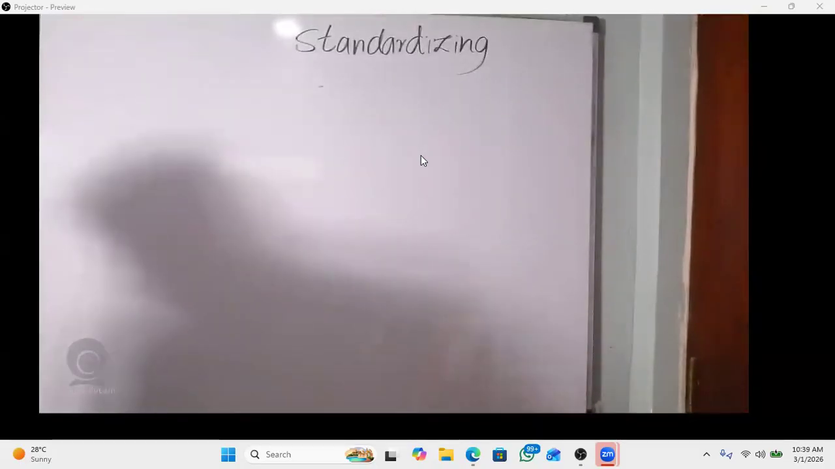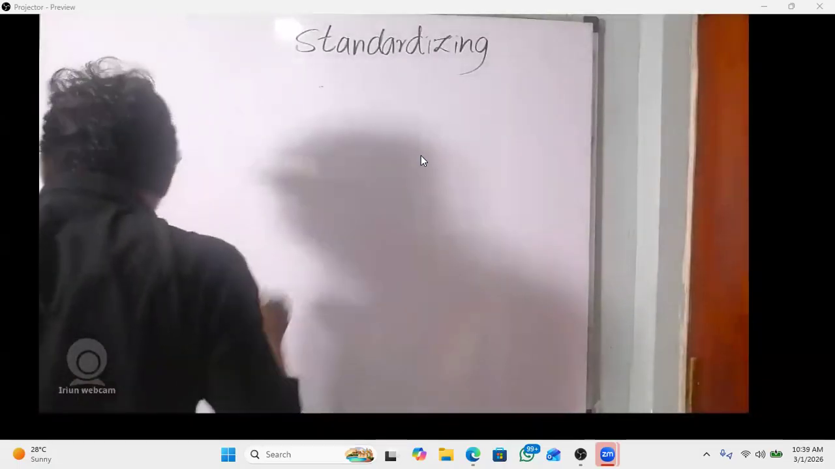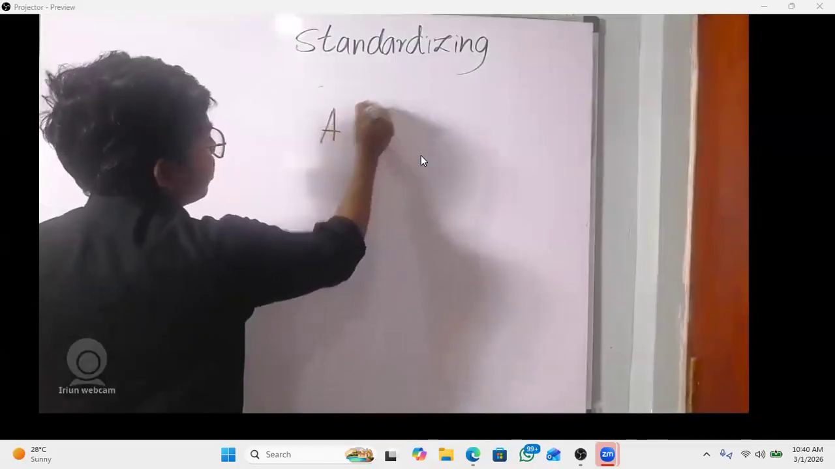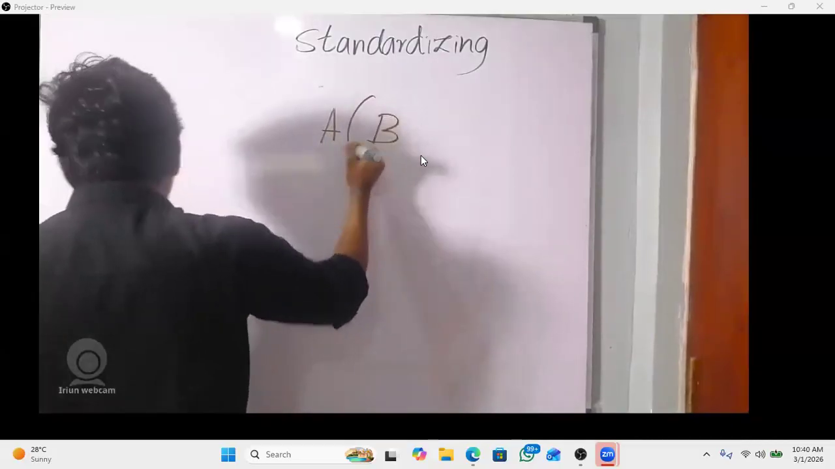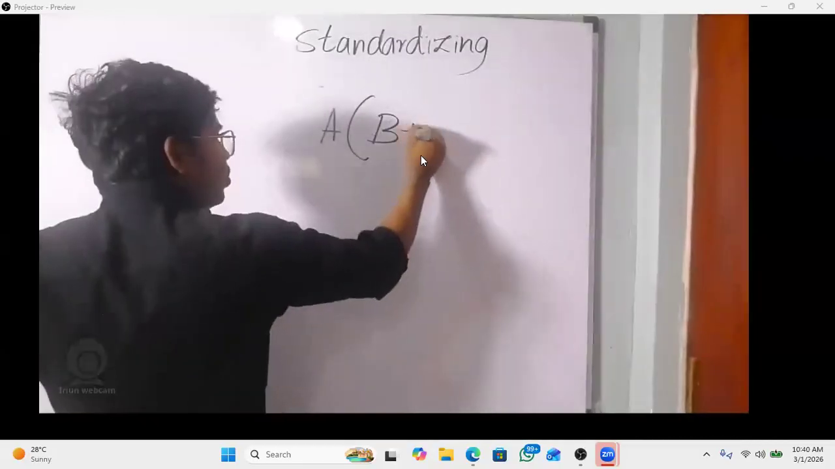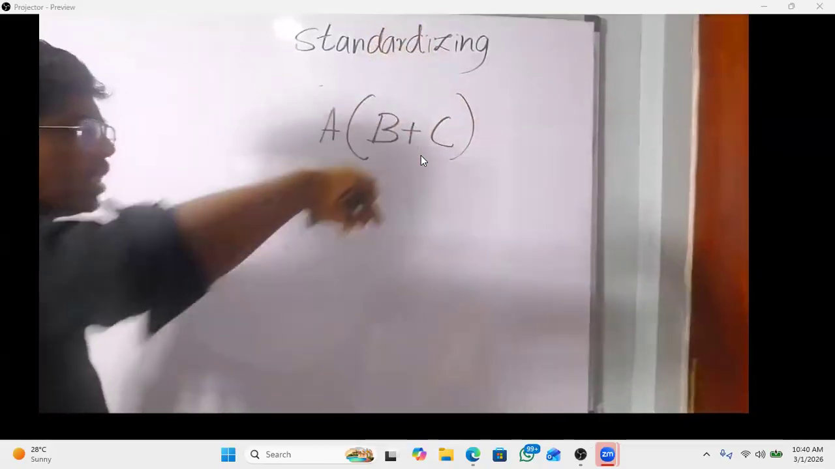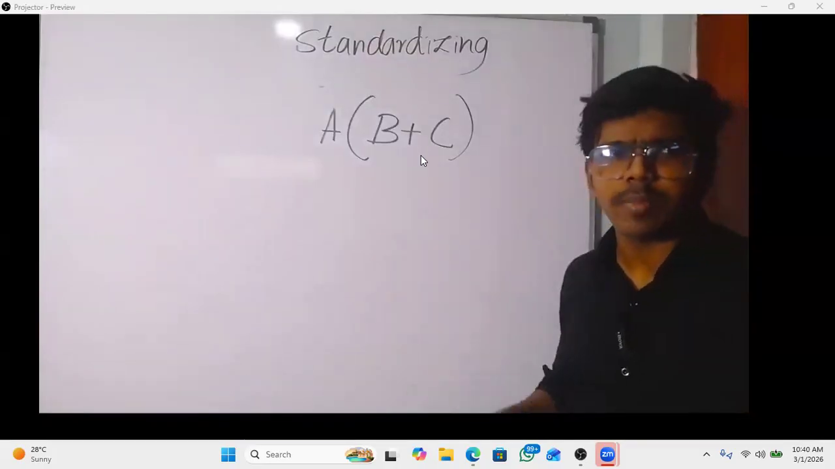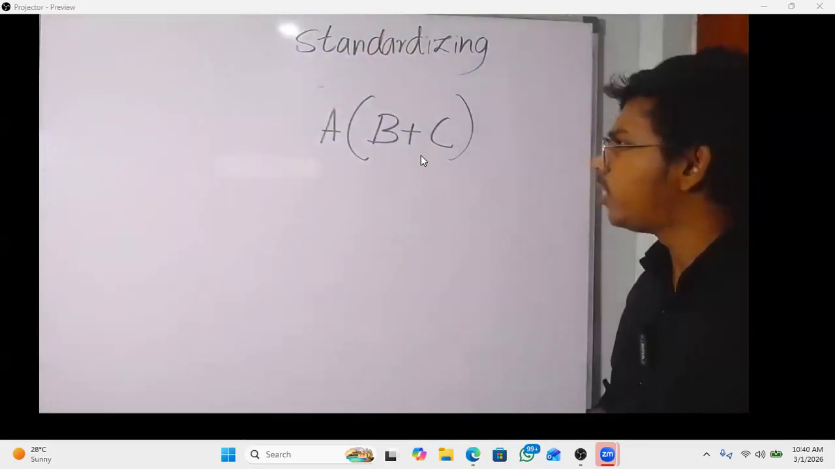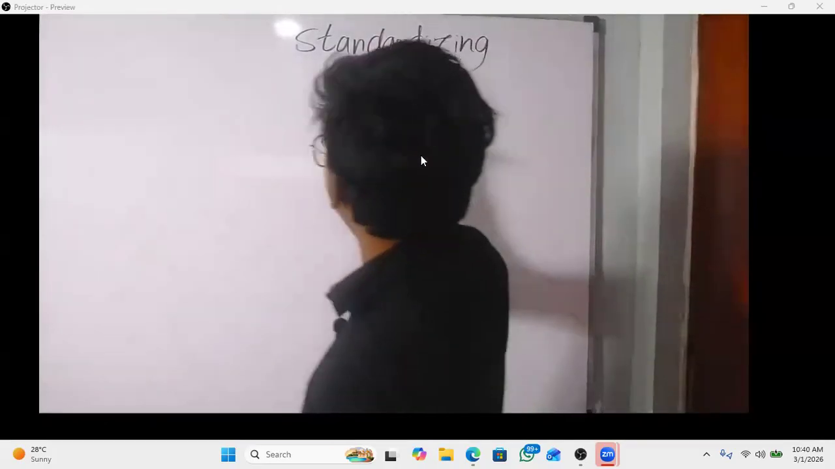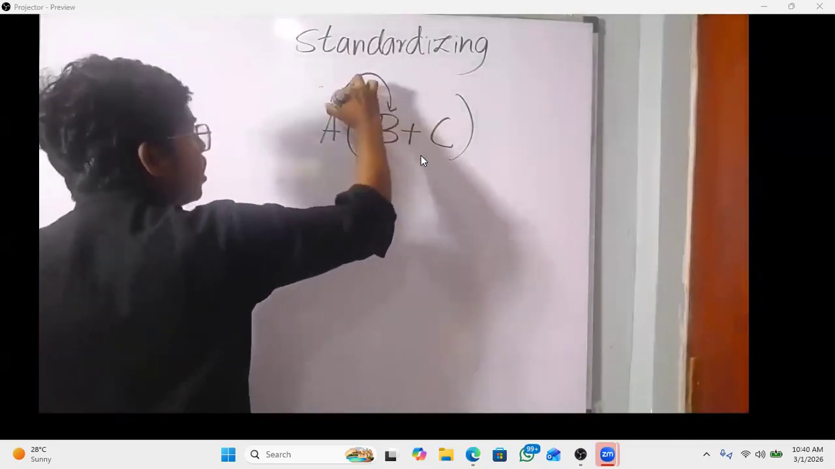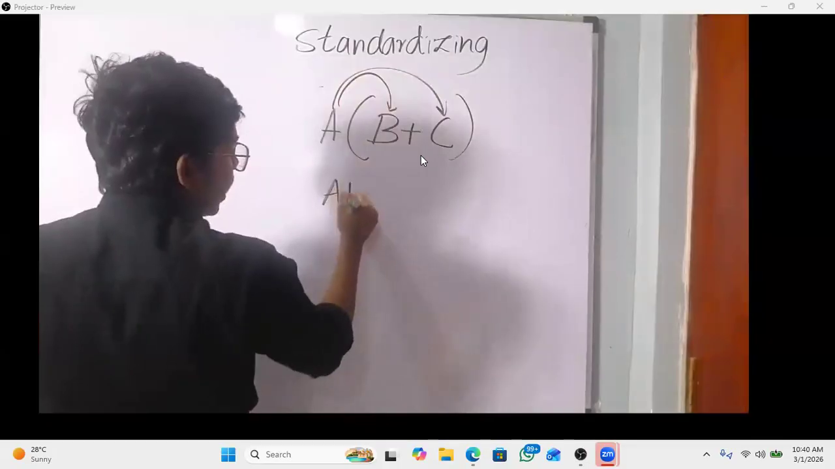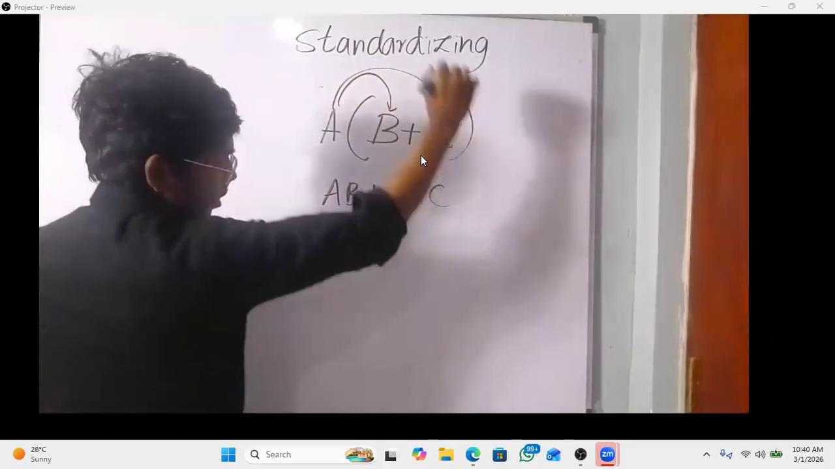Okay. Now look. If you have a distributive law, assume we have something like this: A into B plus C. How do you apply the distributive law here? Listen carefully. What you usually do, you multiply this by B, you multiply this by C, and your answer will be AB plus AC.